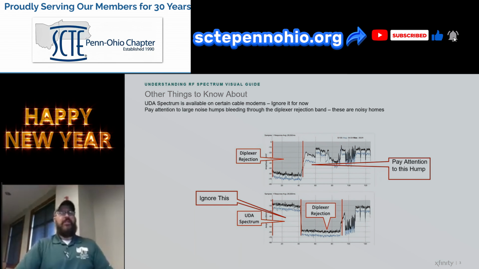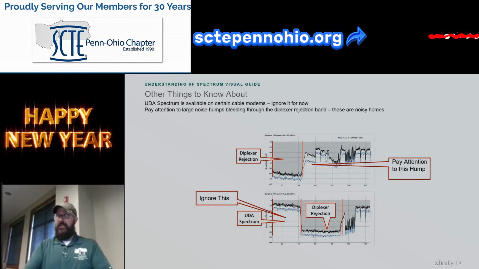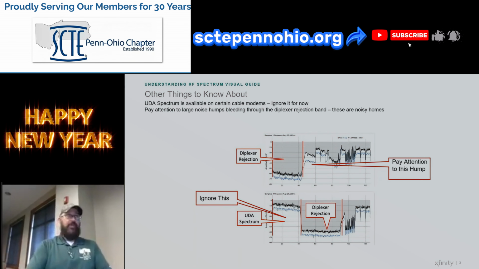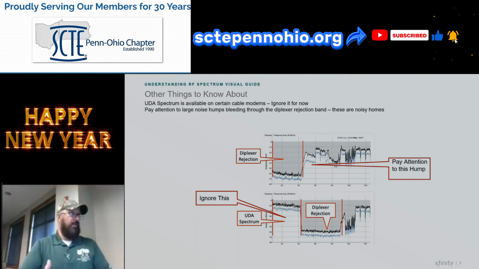Again, this is most likely a modem, and if you think about a modem, its primary job is to modulate and demodulate signals, right? It's to transfer information back and forth.